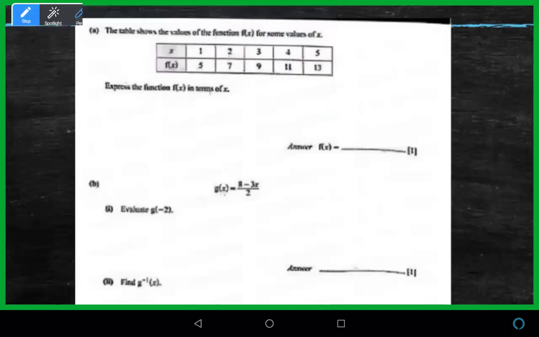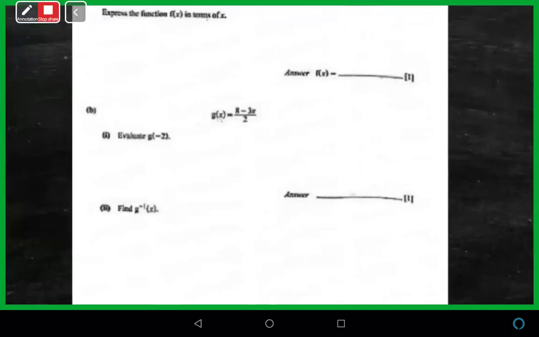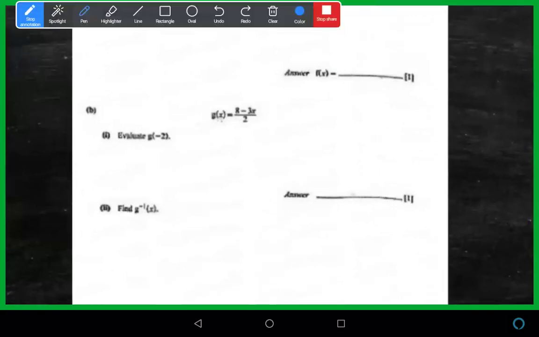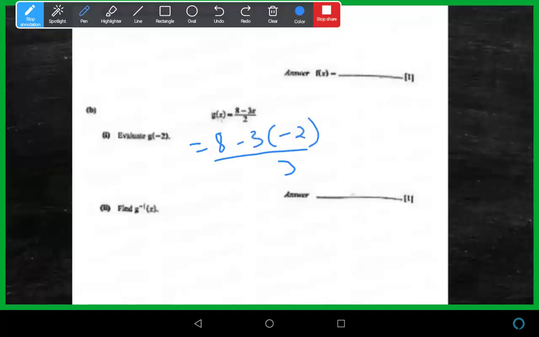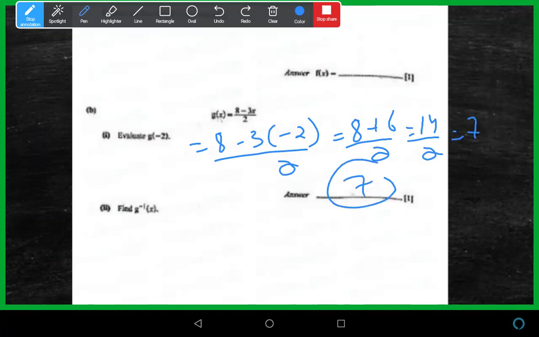Now, moving towards the next question, the function is given in part B. g(x) is equal to (8 minus 3x) divided by 2. We have to put minus 2. So just put minus 2. It will become 8 minus 3 times minus 2, which is plus 6, so 14 divided by 2. The answer will be 7. The output will be 7. And now you have to find the inverse. I hope you know how to find the inverse.